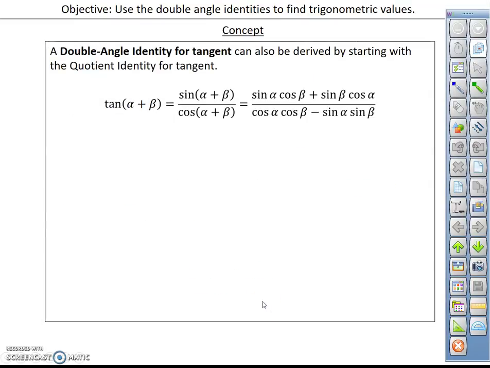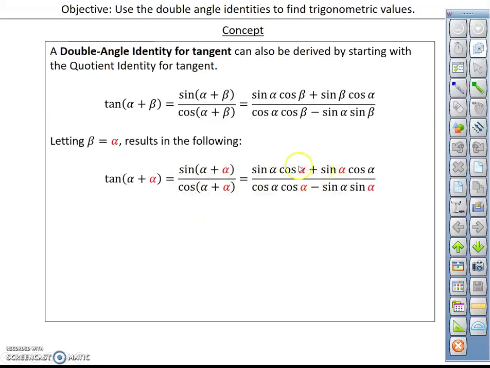We can also find a double angle identity for tangent using the sum identities for sine and cosine, and the quotient identity that tangent is sine over cosine. So here we see that expression here. Sine of alpha plus beta over cosine of alpha plus beta would be tangent of alpha plus beta. If again we let beta be another alpha angle, then we get this, and simplifying this gives us 2 sine alpha cosine alpha over cosine squared minus sine squared.